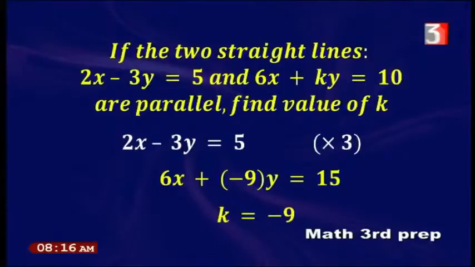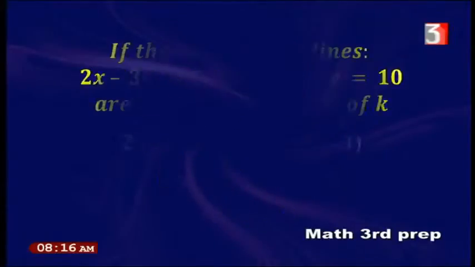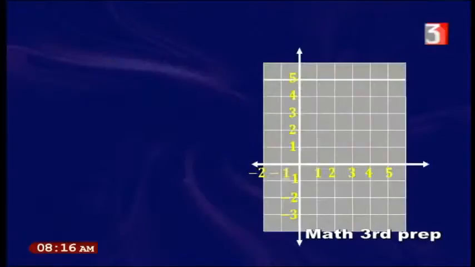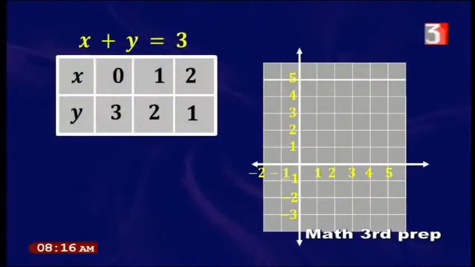Let us have another example. Find the solution set of the two equations x plus y equals 3 and 2y plus 2x equals 6 graphically. The first equation is x plus y equals 3. We are going to plot the graph. So the table will be: when x equals 0, y equals 3. When x equals 1, y equals 2. And when x equals 2, y is going to be 1.